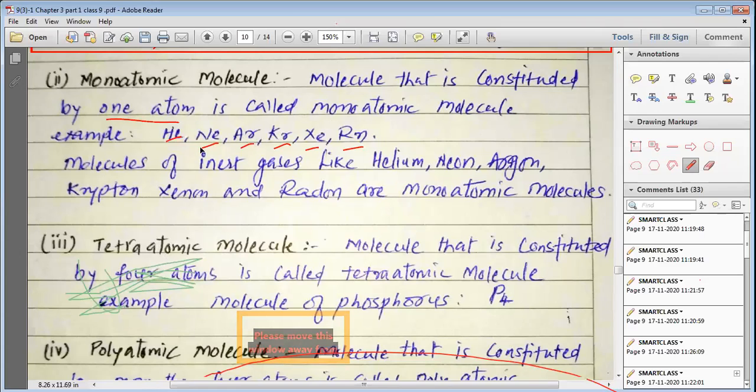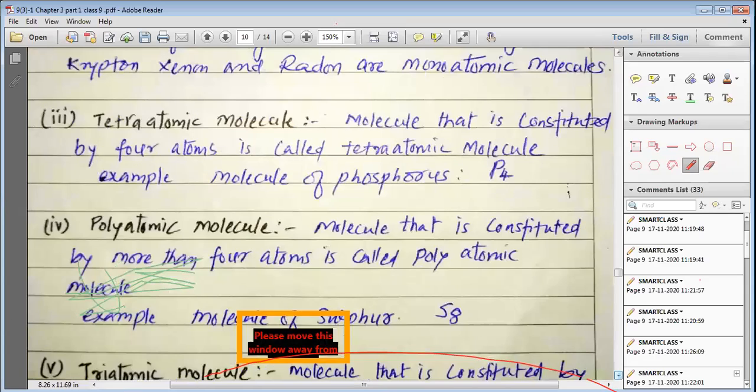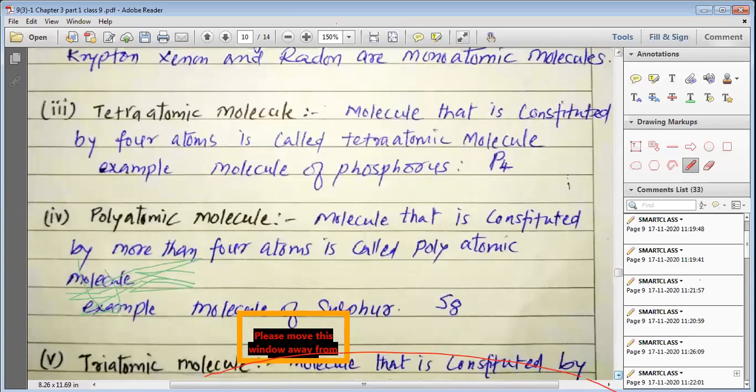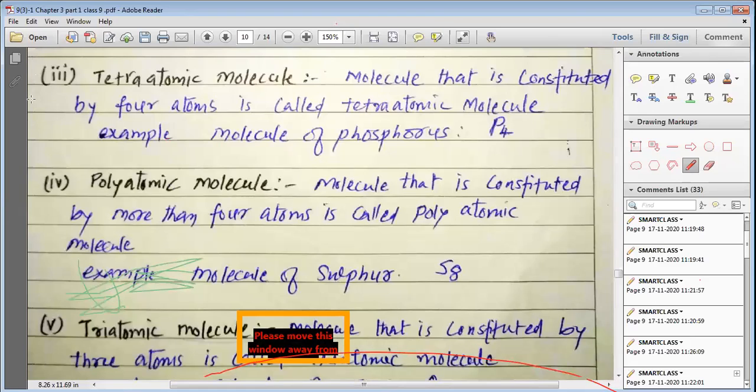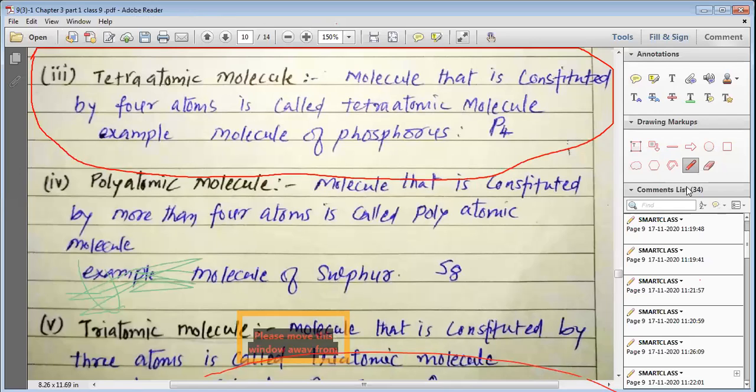The monoatomic molecules are helium, neon, argon, krypton, xenon and radon. Molecules of inert gases like helium, neon, argon, krypton, xenon and radon are monoatomic molecules, my dear students. Then we want to study about the tetraatomic molecules. So here we have the definition for the tetraatomic molecule. Dear students, you can see here. Let us read it. Tetraatomic molecule.